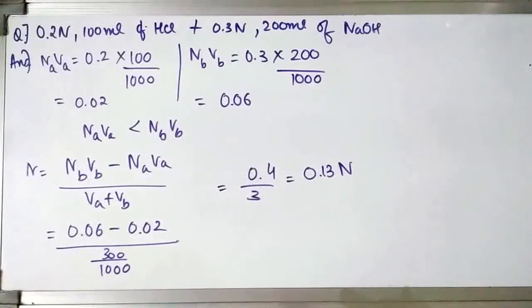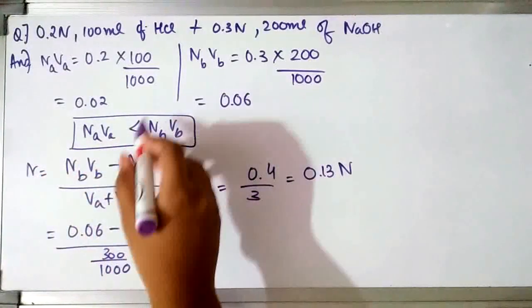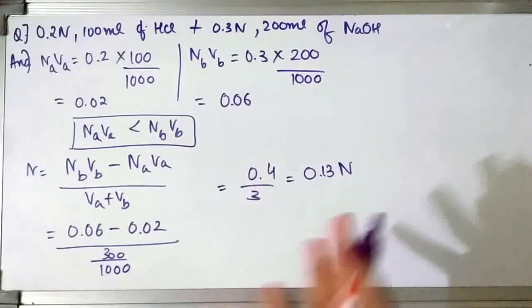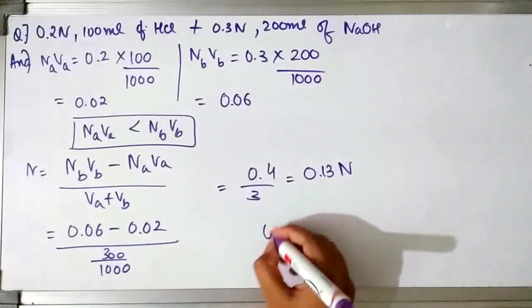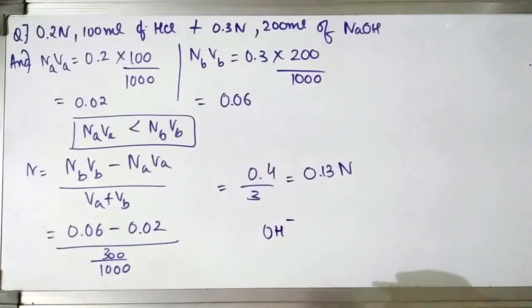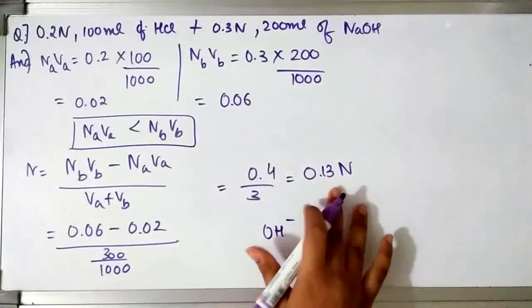And they had also asked us whether in the mixture there will be H plus ions produced or OH minus ions produced. If you see here, the gram equivalence of the base was more, so the mixture was more basic. If the mixture is basic, it will produce OH minus ions, and your normality will be equal to 0.13.